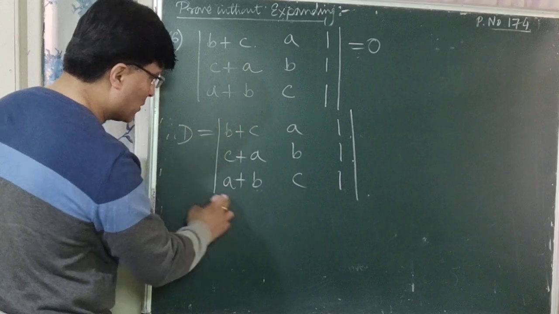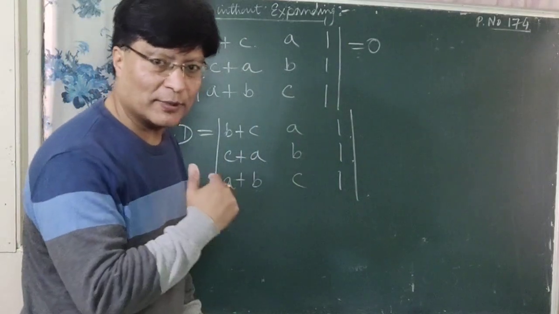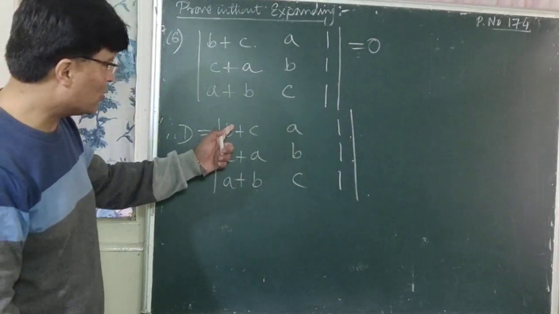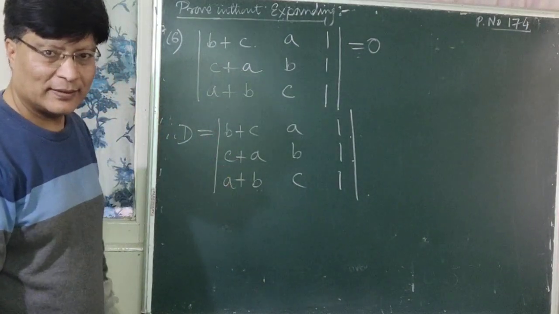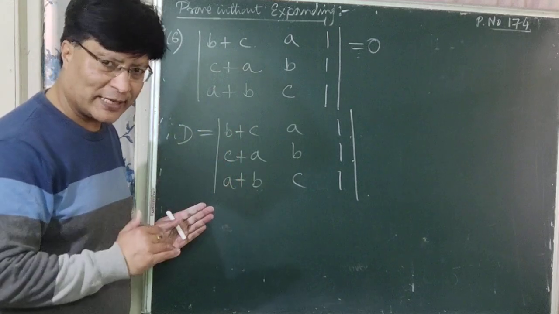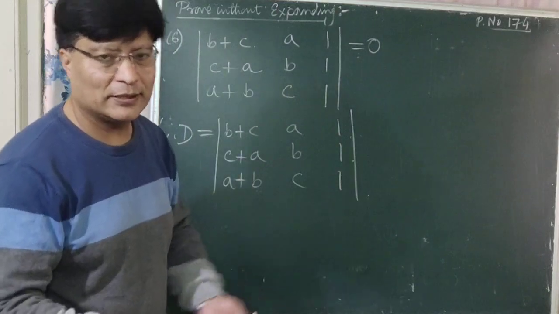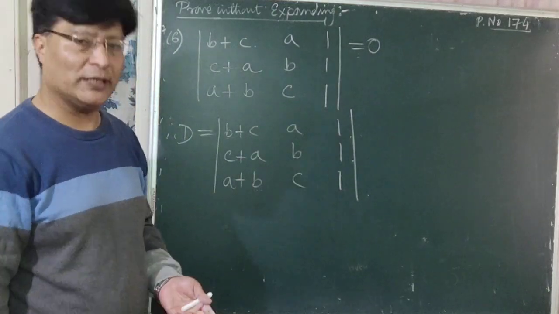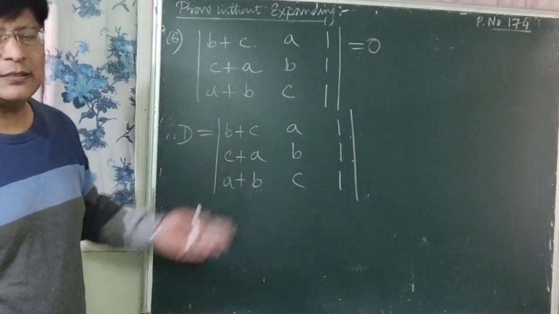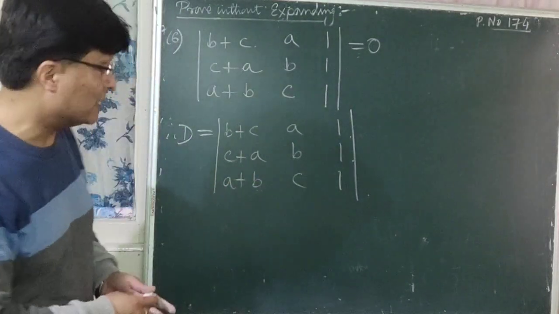All these a plus b plus c are the same in the first column, that you can take common, right? You will get 1, 1, 1. So after taking common, this first column and third column are same. That means you can use property number 3. The value of the determinant is 0 if 2 rows or 2 columns are identical.